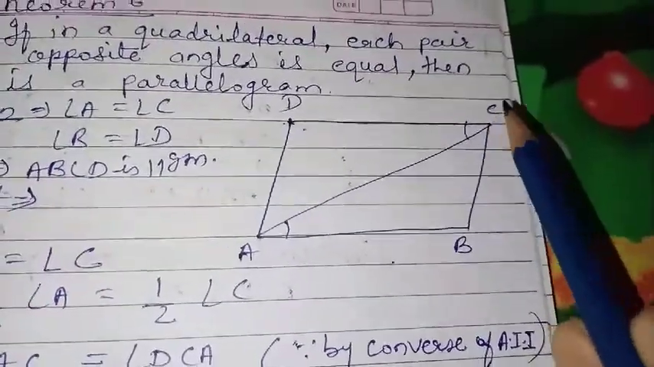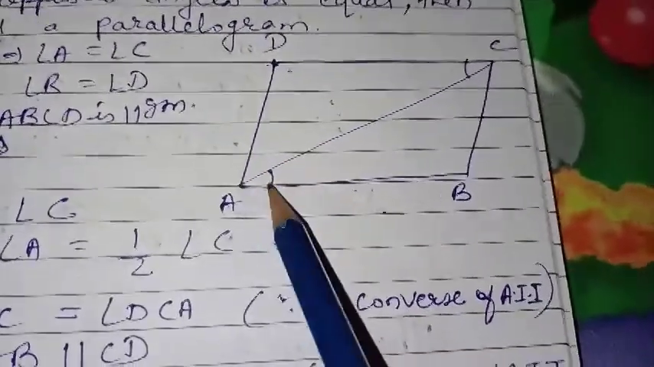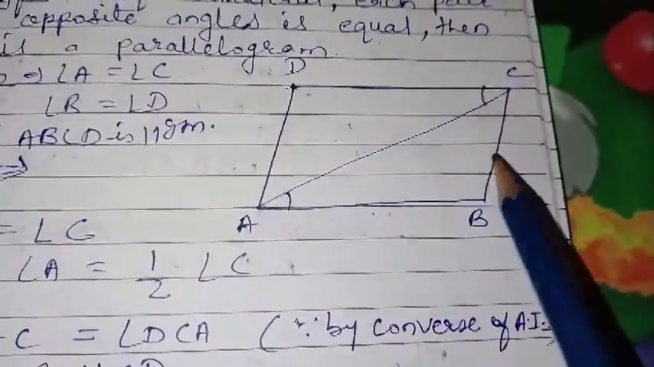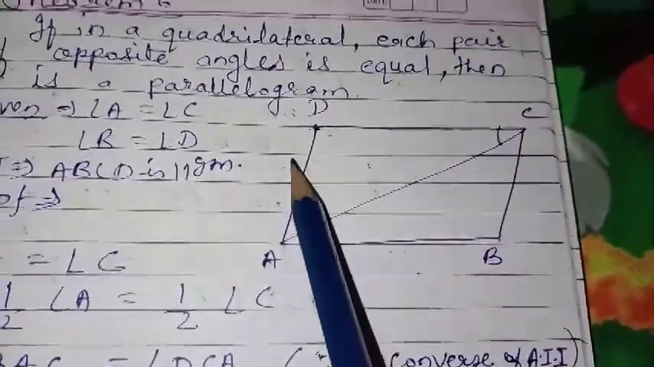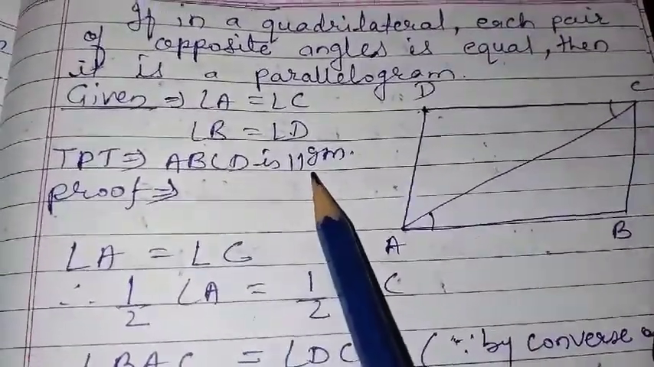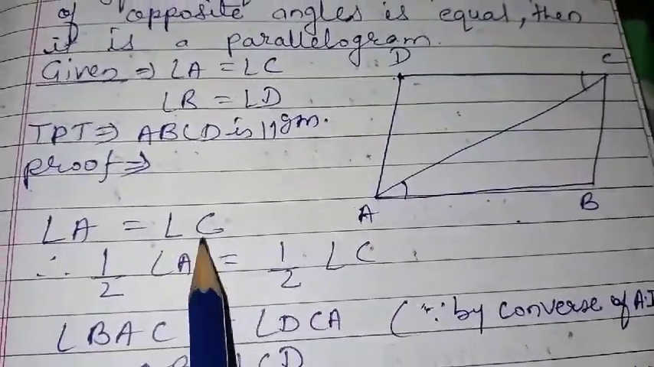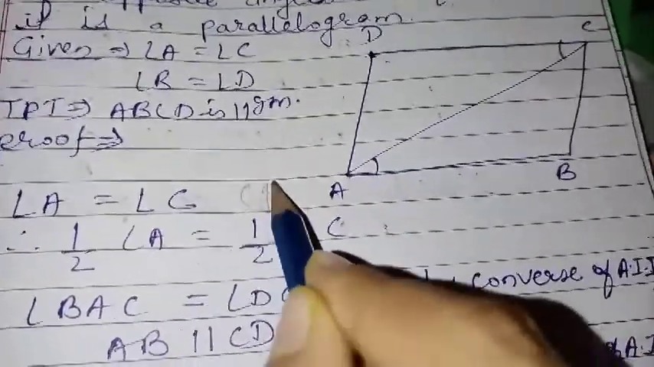What is given? It is given that each pair of opposite angles is equal. That is angle A is equal to angle C. Also angle B is equal to angle D. And what is TPT? Our TPT is ABCD is a parallelogram. Let's prove. Let's begin with given. Angle A is equal to angle C. This is given, isn't it?